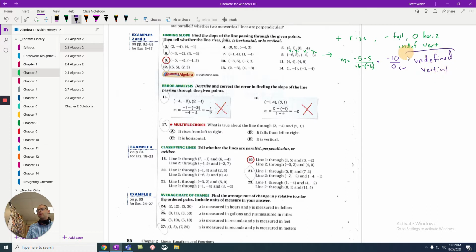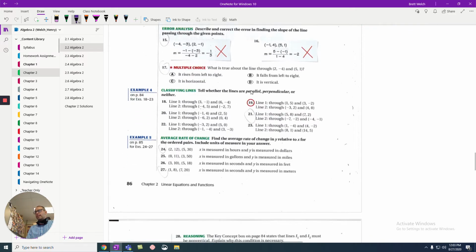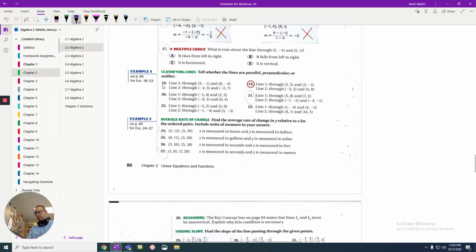So both, what is the slope and is it rising, falling, horizontal, vertical, are all part of your problem, okay? So that's how we're going to do that first set. We're going to find the slope and decide whether it's rising, falling, horizontal, vertical. The next type of question we're looking at is 18 through 23, where we're figuring out whether two lines are parallel or perpendicular, or possibly neither.